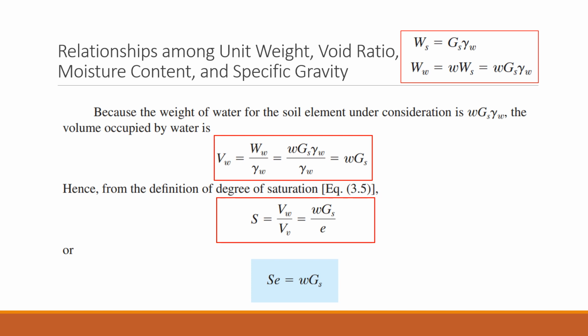So the volume of water can be equal to the moisture content times the specific gravity of the solids. From the definition of the degree of saturation, which is equal to the volume of water over the volume of voids, since the volume of our water is now equal to moisture content times the specific gravity, and for this case our volume of voids has been made equal to the void ratio, so the volume of voids becomes just E. Simplifying that, we will come up with the formula S times E, or saturation times the void ratio E, is equal to the moisture content times the specific gravity of soil.